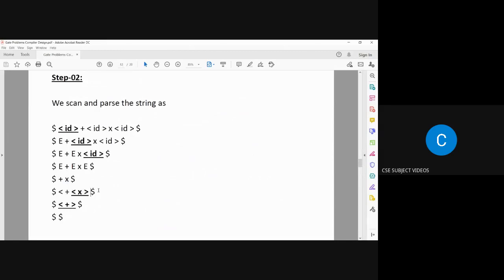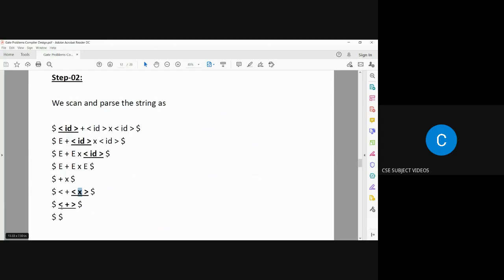With this step, which terminal is getting higher priority, that particular terminal will be removed from that step. So the multiplication symbol is removed from this step. Without the multiplication symbol, we write our next step like dollar less than plus greater than dollar.